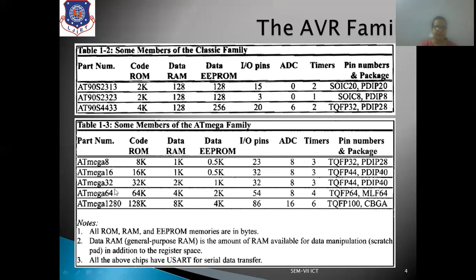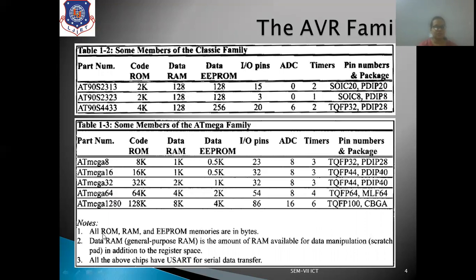Then when we talk about ATmega 32, which we are going to study in our syllabus, it has a code ROM of 32, data RAM of 2, EEPROM of 1K, IO pins of 32, ADC 8, timers 3, and these are the pin packages. That means it will be a 40 pin IC. Then ATmega 64 has 64 KB, 4 KB, 2 KB, 54 pins, 8 ADC, 4 timers, and 64 pins in MLF. And the last, ATmega 1280, will have 128, 8, 4K, 86, 16 and 6, right?